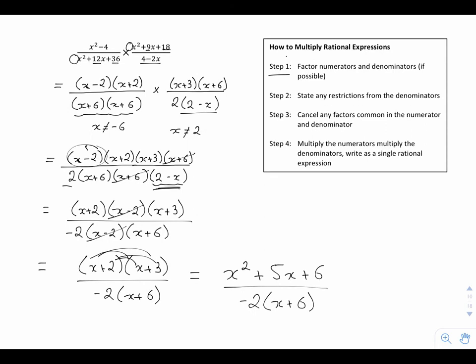Your restrictions stated. If you want, you can copy them again and state them at the end. So I can put them here if I like. And that finishes your problem.